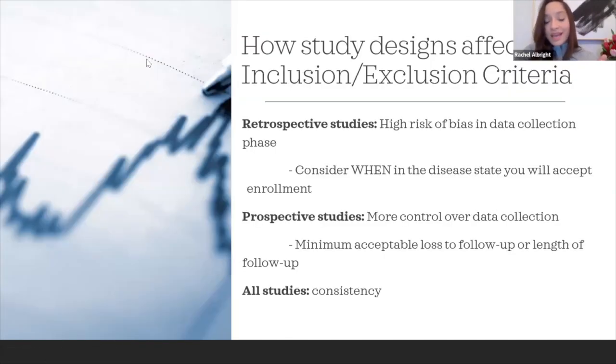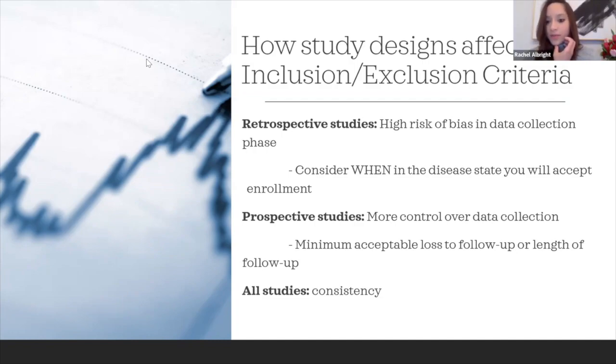So some study designs can affect your inclusion and exclusion criteria. A retrospective study, for example, the highest risk of bias is mostly in the data collection phase because the data has already been collected, it's already in existence. So you have no say in how that data was collected. So you have to be really careful with that. Look through the studies, see how they obtained the outcome, how they collected the data, and see if that's something you're okay with and if that meets your criteria for a high quality study. You also want to consider when in the disease state you're going to accept enrollment in the study. So this is pretty big for a retrospective study in that sense.